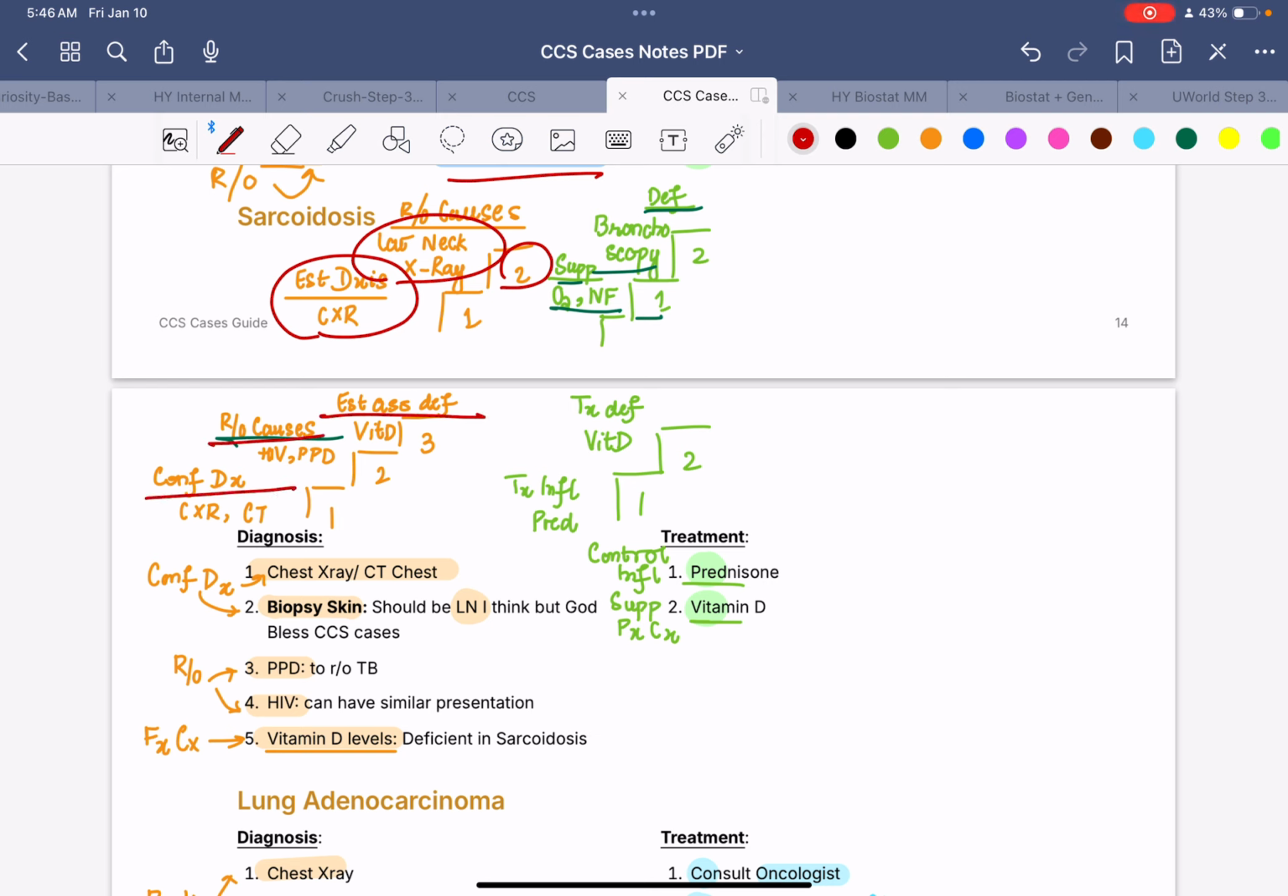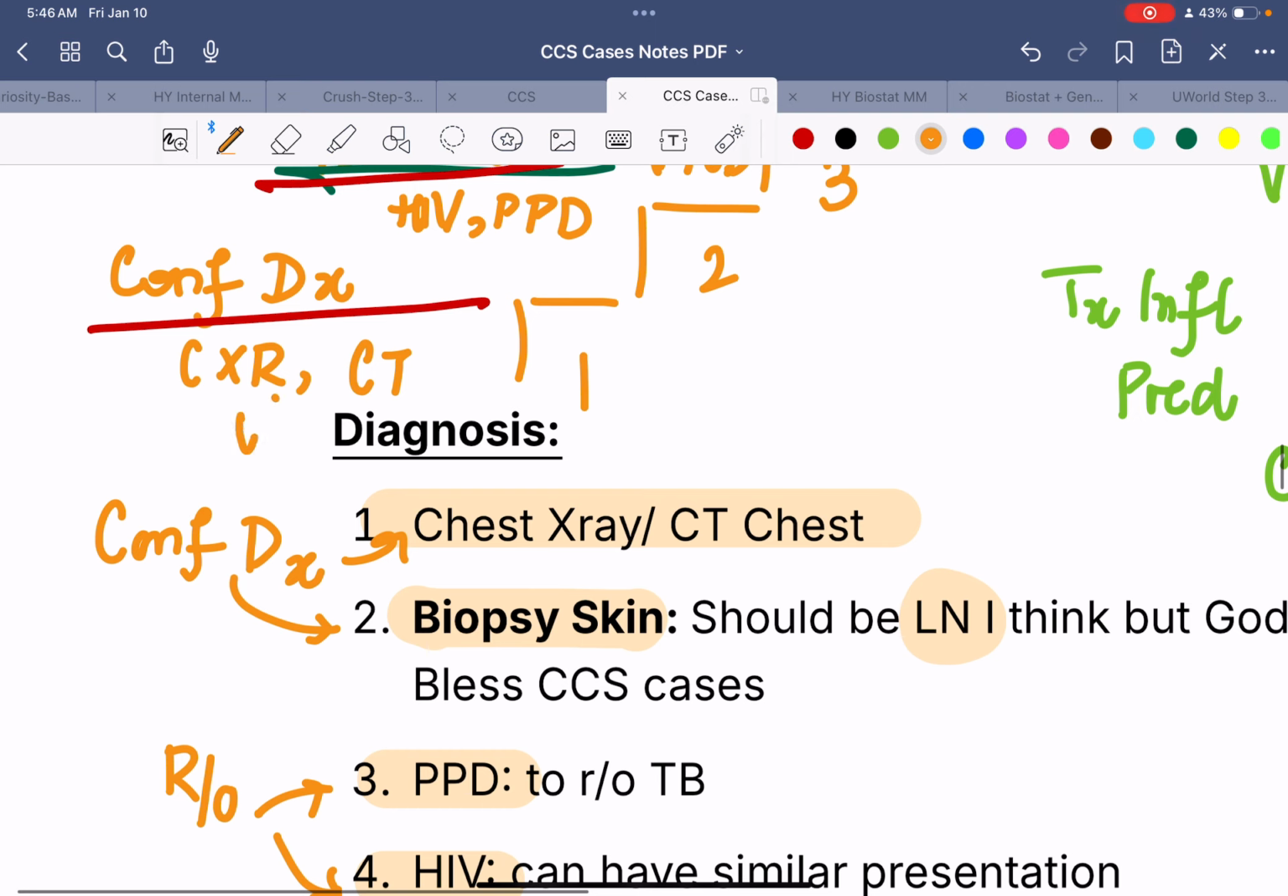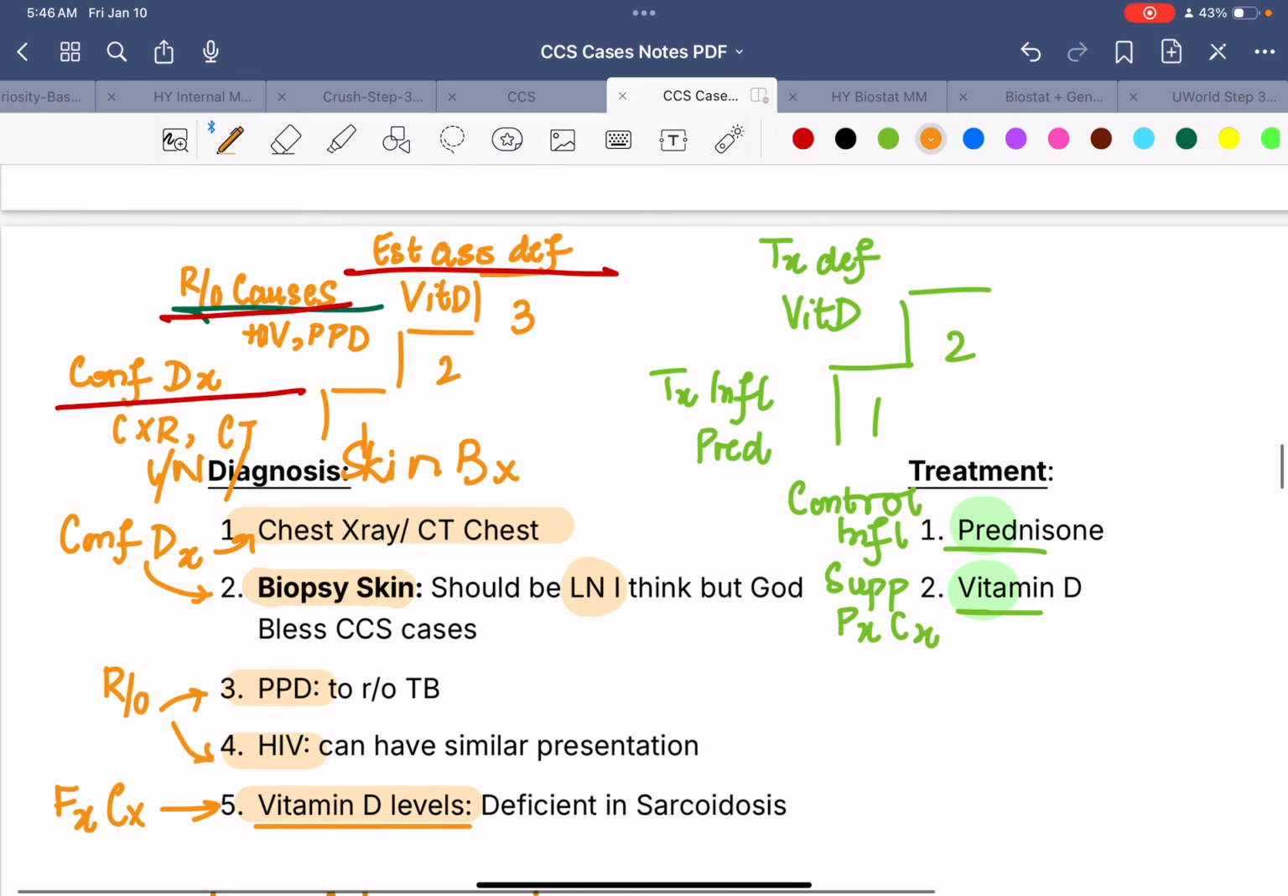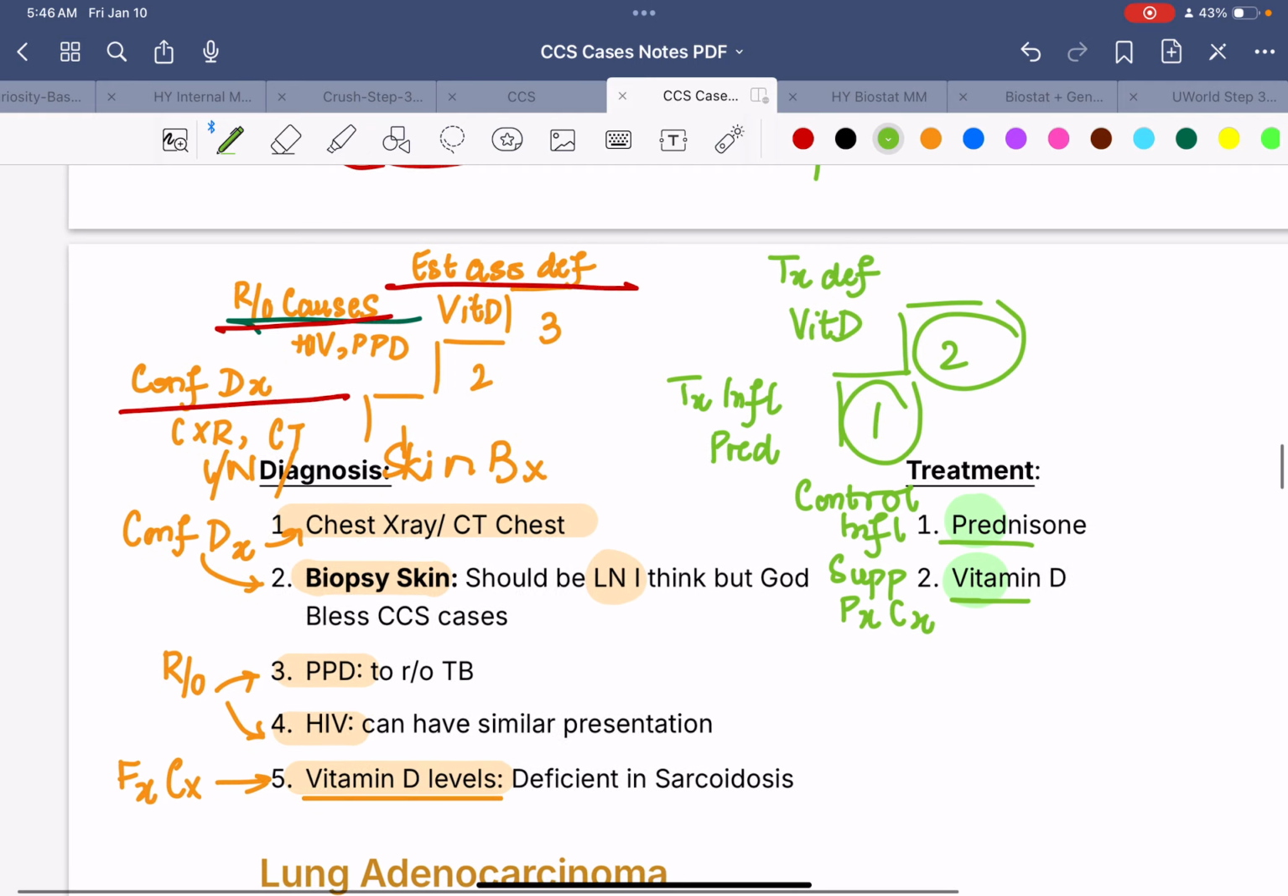So first of all, let's confirm the diagnosis with chest x-ray or CT scan along with a lymph node or skin biopsy. Next on, rule out other causes with HIV or PPD test. And thirdly, establish associated deficiencies such as vitamin D deficiency, since 47% of the patients with sarcoidosis can have low vitamin D levels. In the treatment, mainstay is treat the main inflammation with prednisone, step number 1, and step number 2, treat the deficiency with vitamin D.